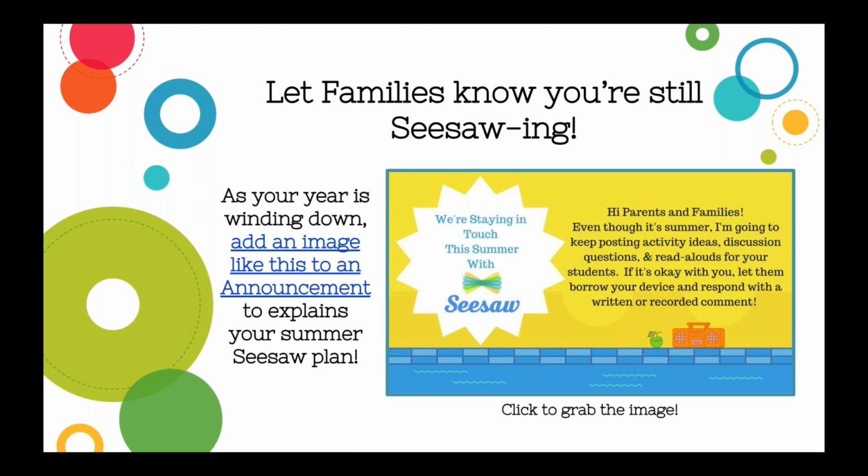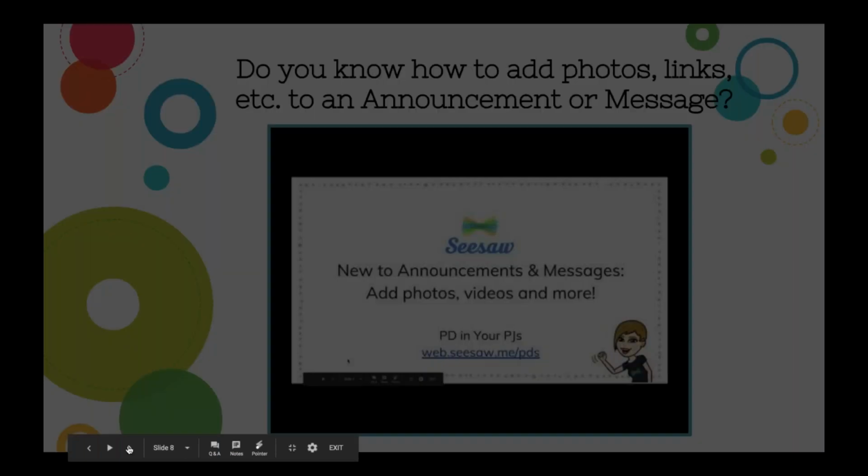If you don't want to use an image and you'd rather use some kind of newsletter PDF that you've created, you could do that too, or you could even record a video. But remember, you can add an attachment like that to an announcement. If you don't know exactly how to do that, click this link and it will explain it. I think that probably works best if your family members are used to using announcements already. So if you've been using announcements, this would be something you could post in an announcement to let families know you're still going to be using Seesaw over the summer.